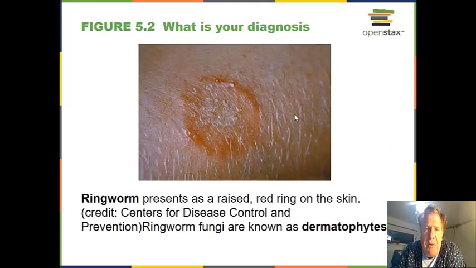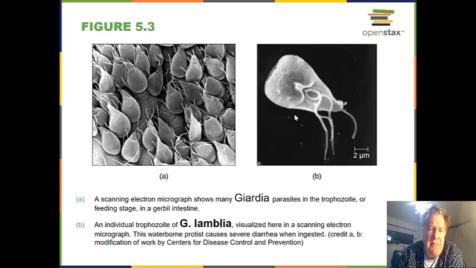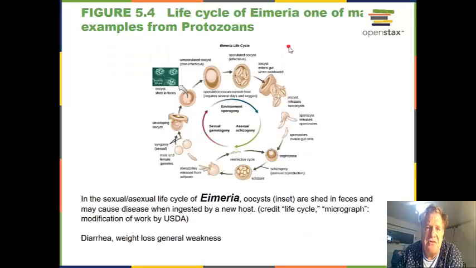Another example, and this is looking at a diagnosis, is ringworm. It's not actually a worm. It's a fungal organism that grows on the skin. Dermatophytes, we call them. Giardia lamblia, I've had these guys before. Very nasty diarrhea, etc. It's a single-celled organism, although if you look here, these guys are quite complex in their structure.